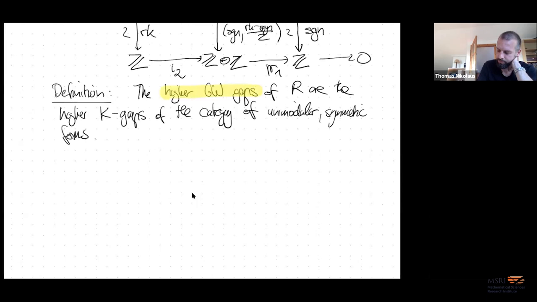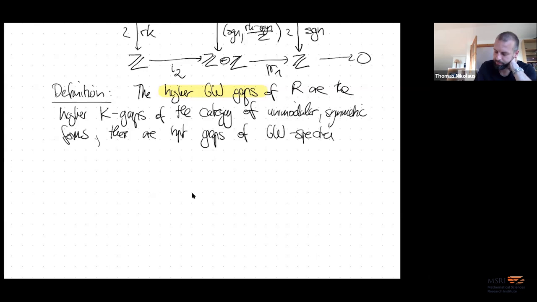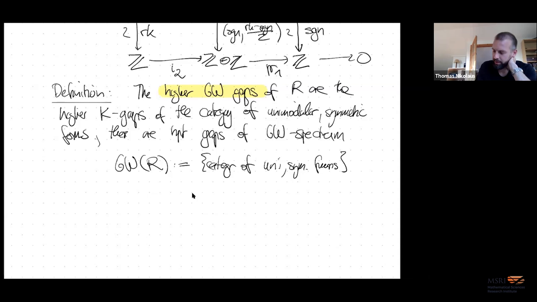So in fact, these are the homotopy groups of the Grothendieck-Witt spectrum. I should maybe say connective Grothendieck-Witt spectrum, but that's the only thing I'll ever talk about today. The spectrum is defined as: the Grothendieck-Witt spectrum of R is you take the category of unimodular symmetric forms and group complete that as an infinity space. That is, I guess, the way you would define K-theory of a symmetric monoidal category under direct sum, and then you just do that to the category of unimodular symmetric forms. Oh, that was not supposed to happen. I'm sorry for swearing.